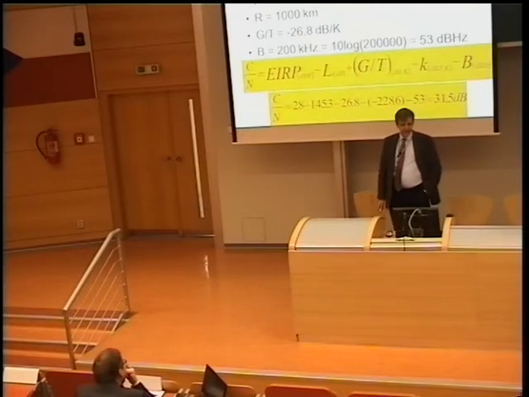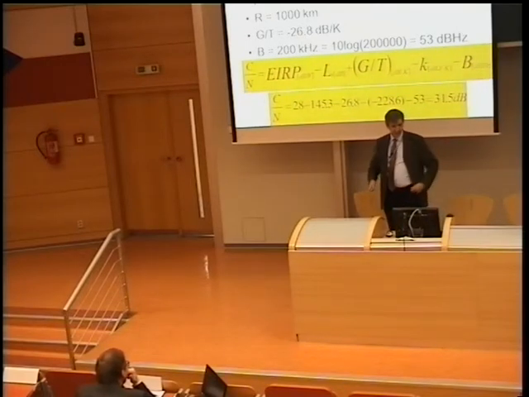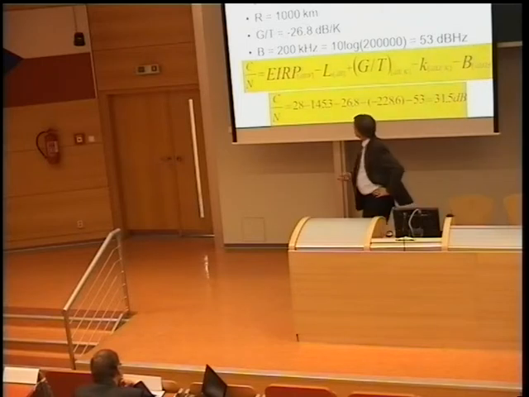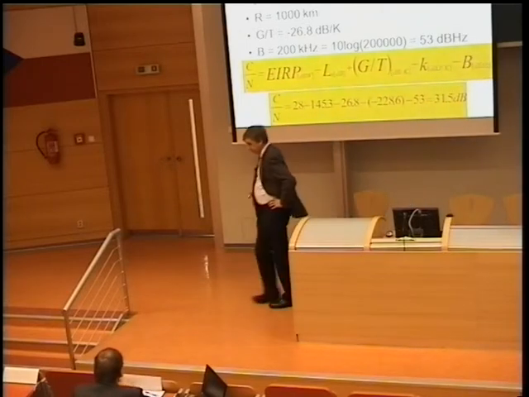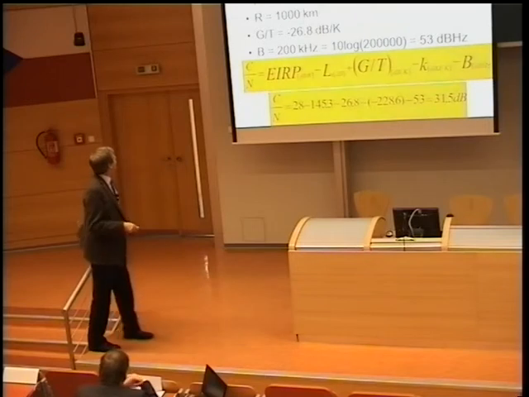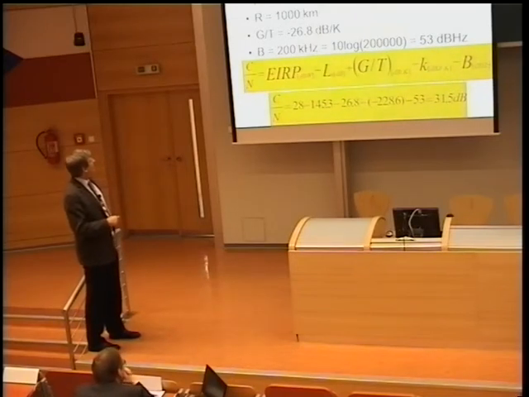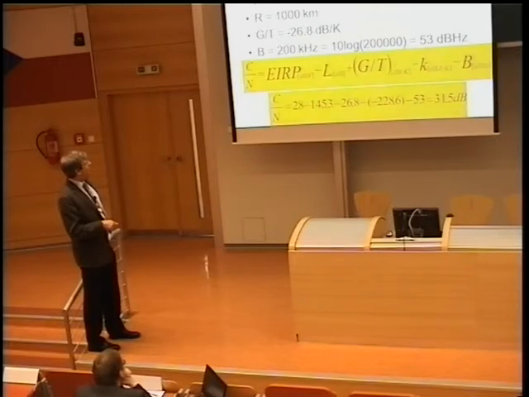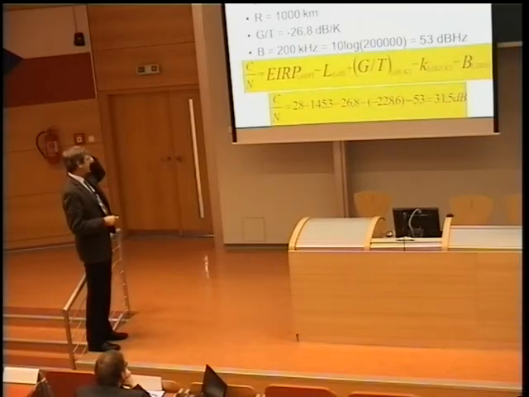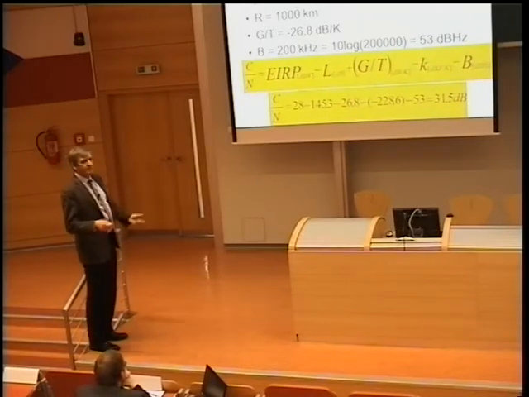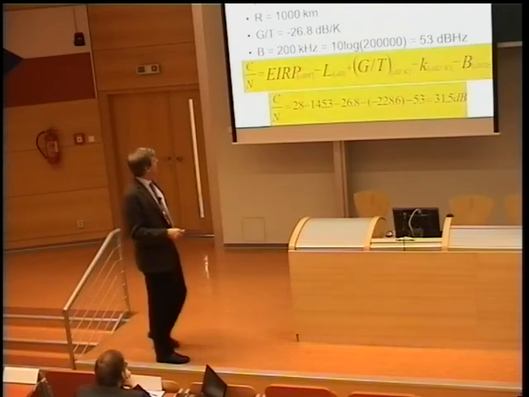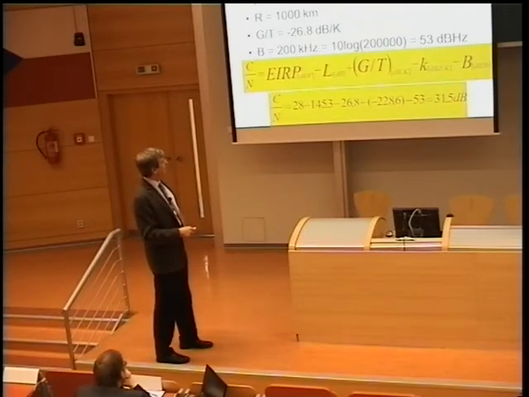So now let's calculate the signal to noise ratio. And the figures are, we are at UHF band, 70 centimeters, transmit antenna gain 18 dB, transmit power 10 watts, equivalent to 10 dBW, distance between ground and spacecraft, 1,000 kilometers. Our figure of merit of the spacecraft is minus 26.8 dB per Kelvin, and we are assuming here a bandwidth of 200 kilohertz. This is equivalent to 53 dB hertz.